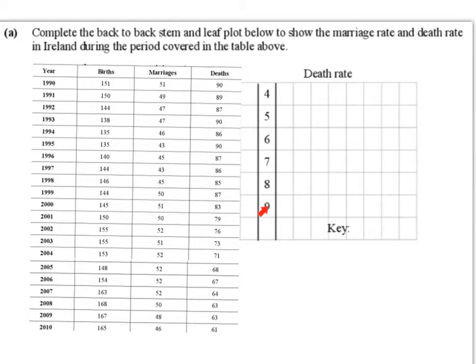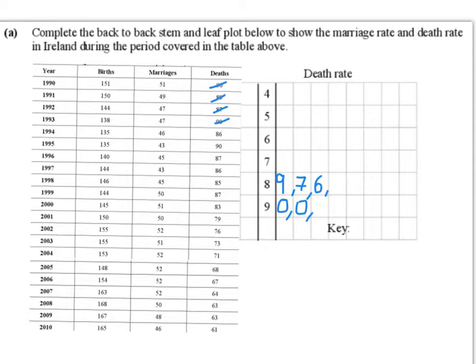This 9 here represents the 90, so I'm going to put a 0 here. And then very important, I'm going to tick off that I've used 90. Because otherwise, if we don't tick them as we use them, we might forget one or use one twice. So next we have 89. Put a 9 here after the 8. Tick off the 89. Then 87. Put a 7 beside the 8. Tick off the 87. Then 90. A 0. And tick off the 90.